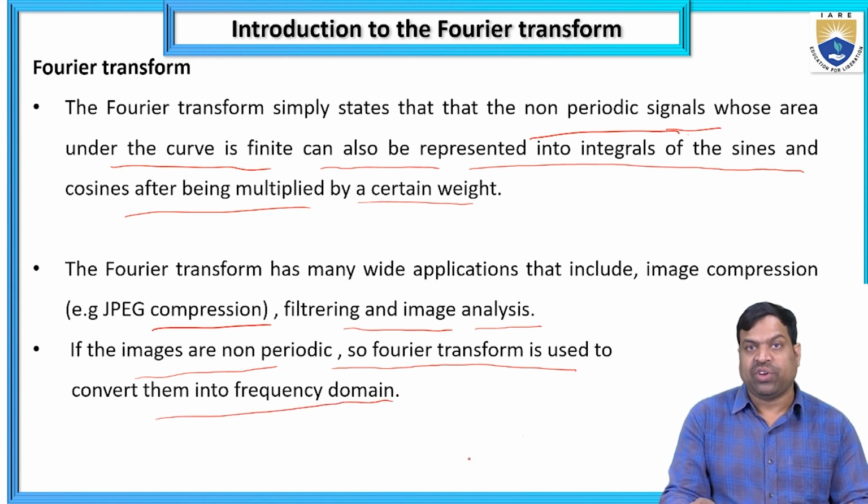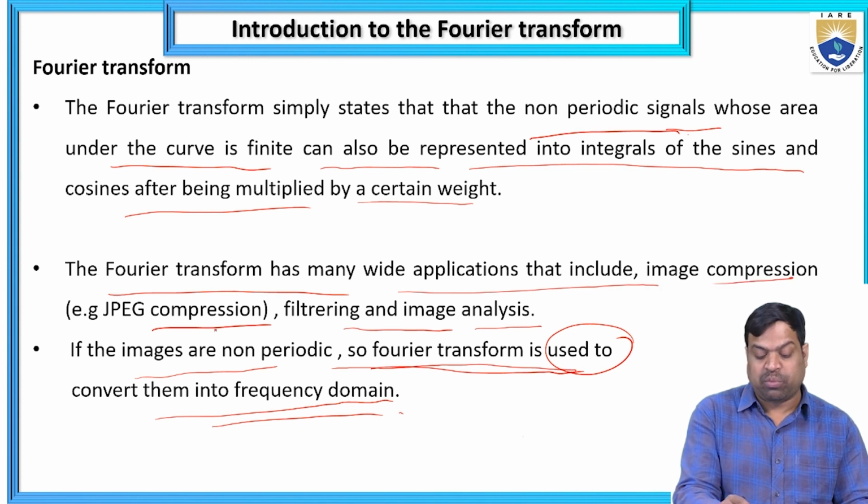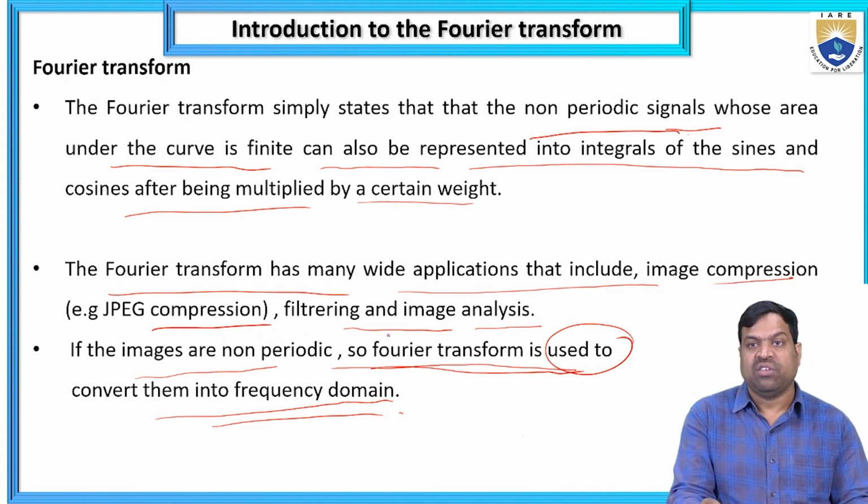So what is the use of Fourier transform? The time domain is converted to the frequency domain. How is it possible? Fourier transform is used to convert them into the frequency domain. So the Fourier transform has many wide applications, including image compression, that is JPEG compression, filtering and image analysis. These are the applications of Fourier transform.